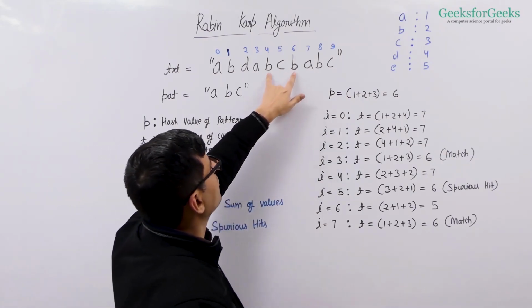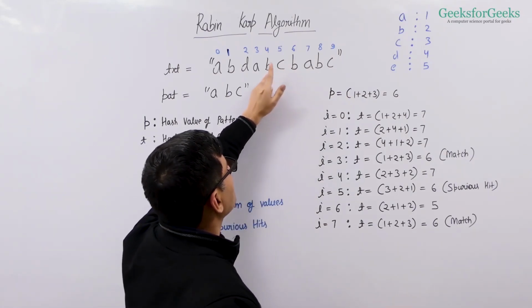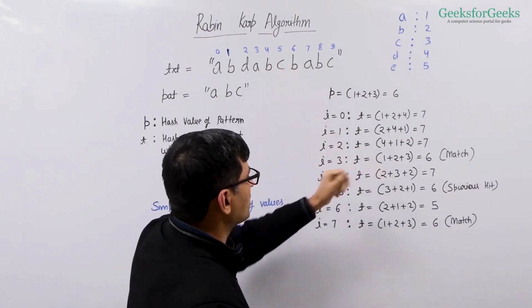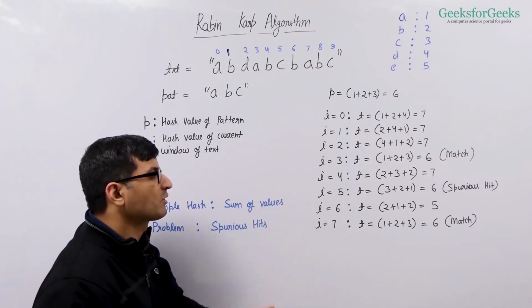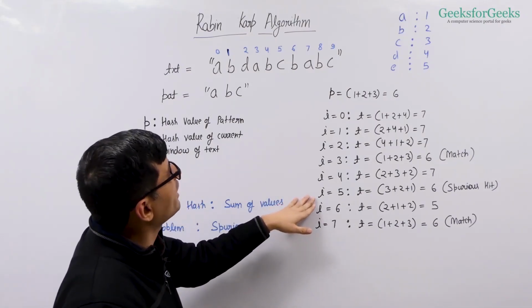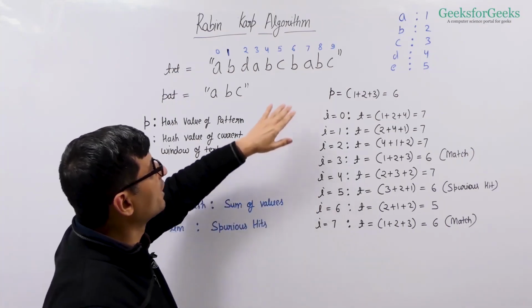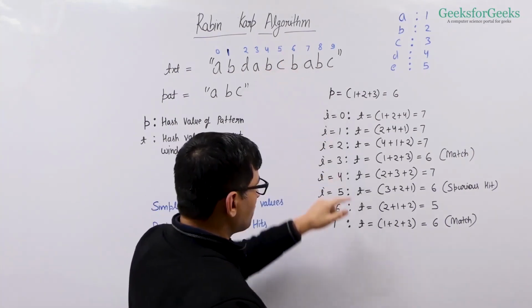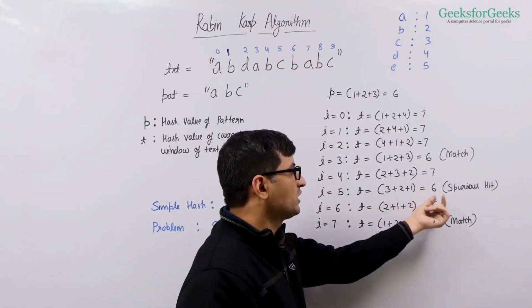Now we move to the next window, I equal to 4. For this window, we have the hash value as 2 plus 3 plus 2, which is again 7. So they do not match. Hash values do not match. We simply do not match the individual characters. Now we come to I equal to 5. And this is interesting. What is the hash value now? Hash value for I equal to 5 is 3 plus 2 plus 1, 6.